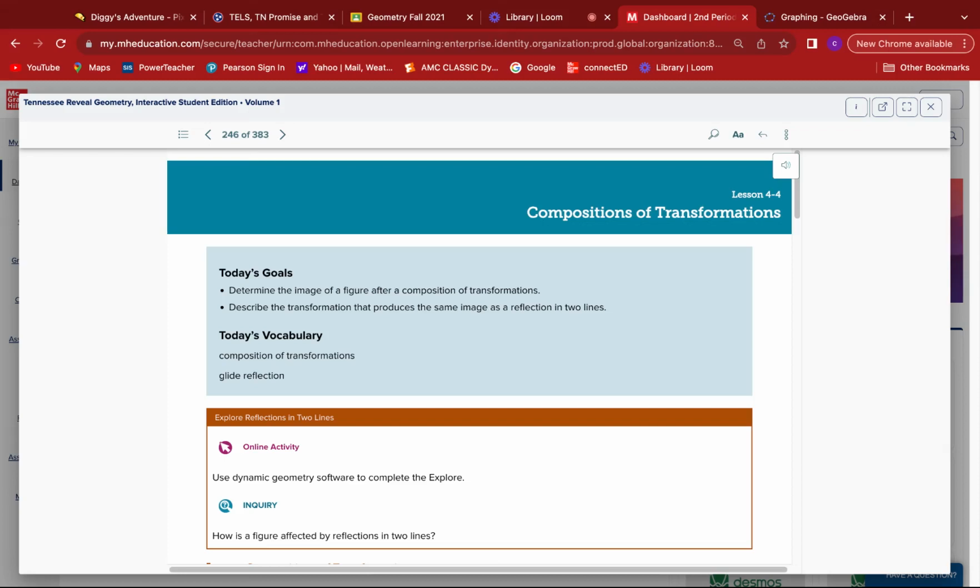Hey, everybody. We are back in the Tennessee Reveal Geometry, and doing lesson 4.4, which is compositions of transformations. Okay, so let's talk about what that is.